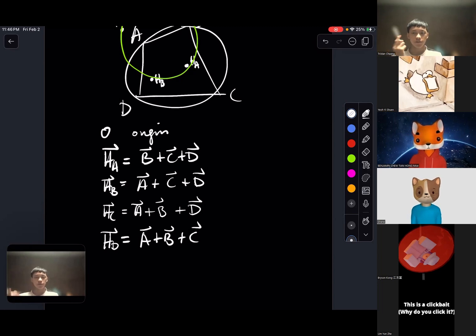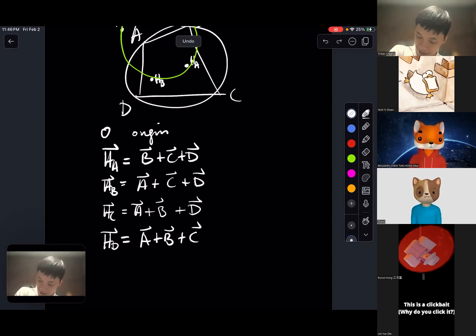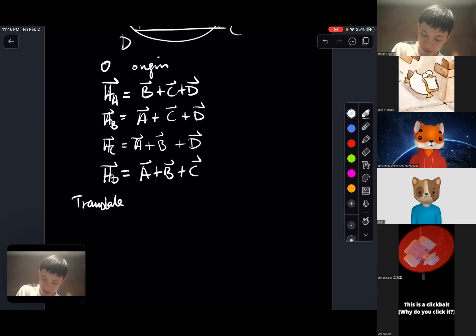We want to prove that these four are concyclic. What operations can we do to all of them together that will preserve cyclicity? That means proving these four are cyclic just means proving some other four things are cyclic. Exactly. B plus C plus D, A plus C plus D, A plus B plus D, A plus B plus C. If we just subtract this common number A plus B plus C plus D, then it's just a translation, right? Exactly. So translate by this vector.